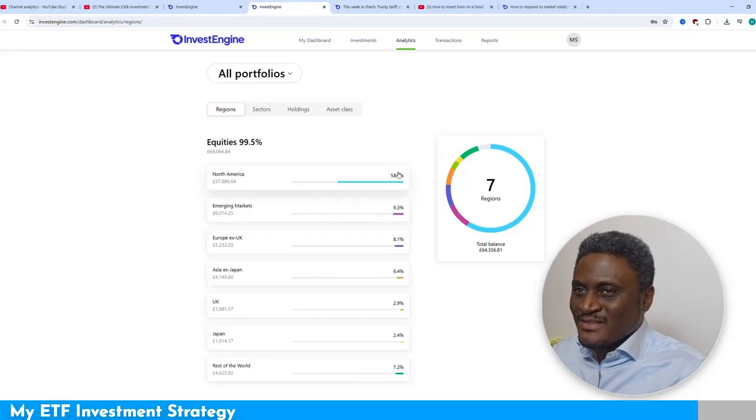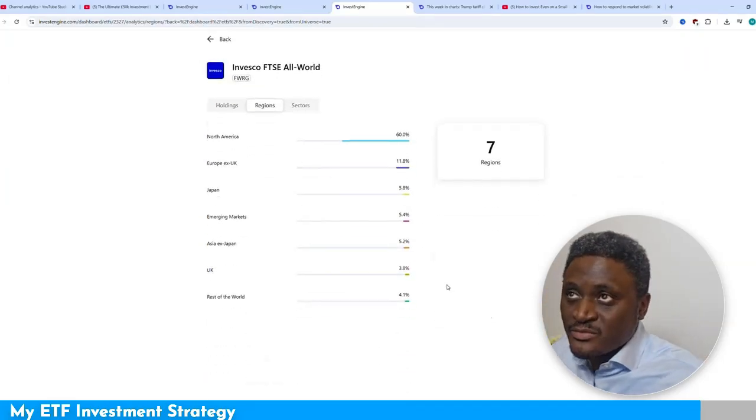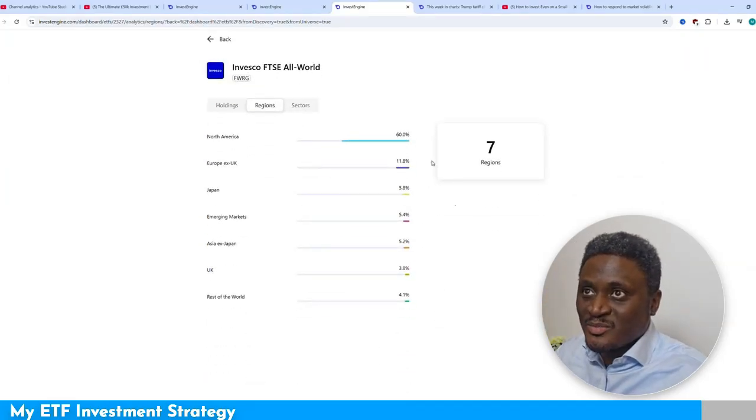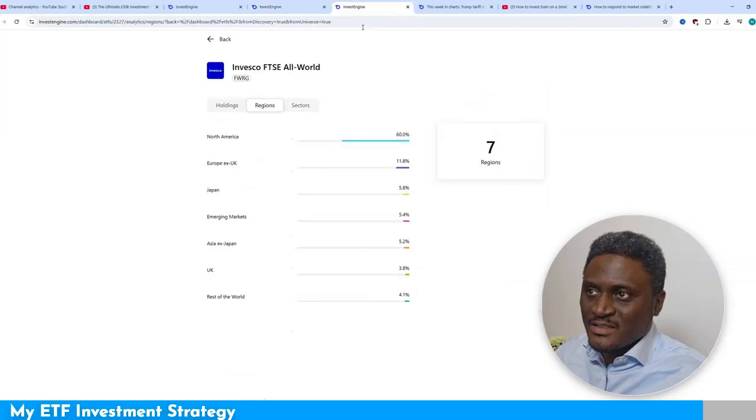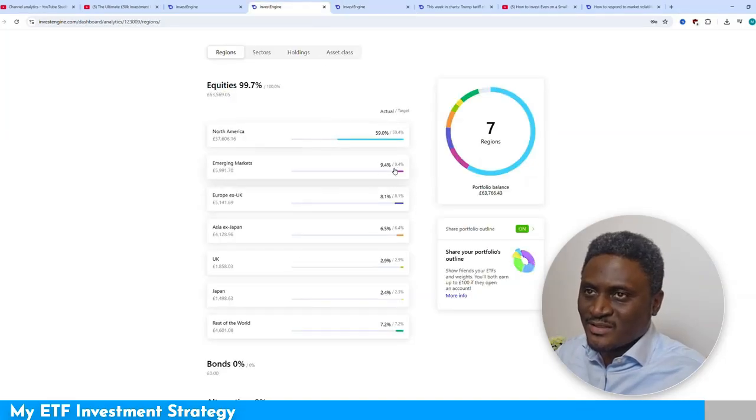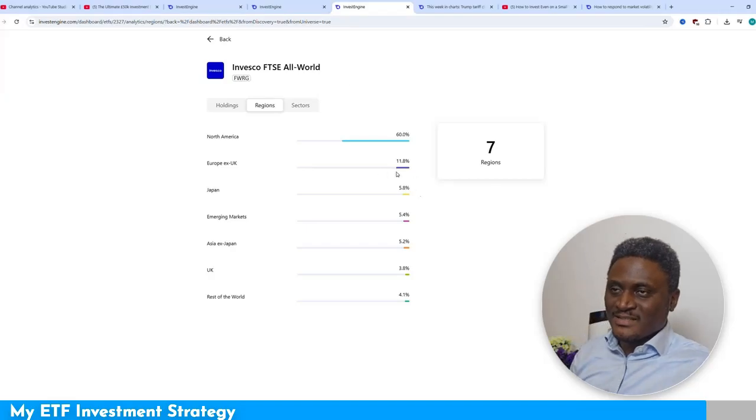US is close to that, it's 59%, which is close to the 60%, if you want to compare directly with this one. So this one puts 60% North America. My own portfolio is also 60%, 59%. But they are saying emerging markets 5%. Mine, I've doubled to 9%. I don't think these guys should be higher than China.